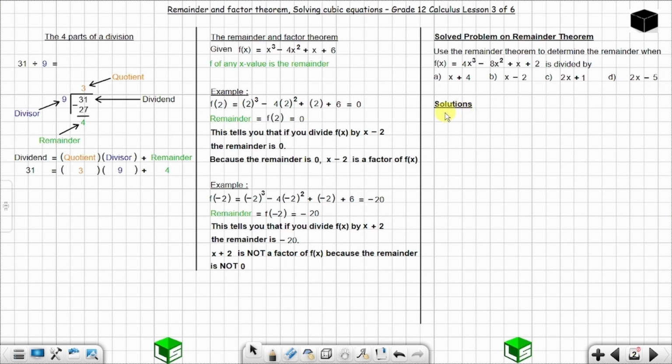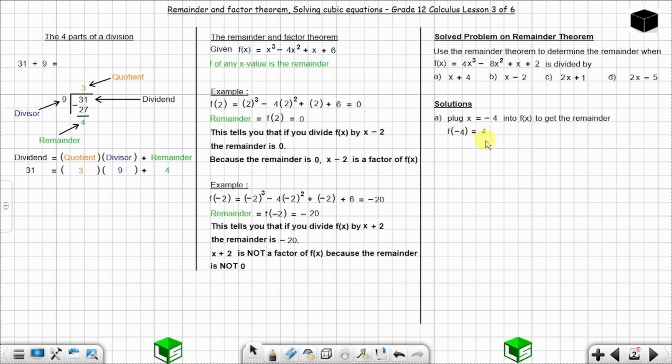So solution, let's start with question A. Use the remainder theorem to determine the remainder when f of x is equal to this is divided by x plus 4. Okay, so you are going to plug negative 4 to get your remainder. So plug x is equal to negative 4 into f of x, and then you can get your remainder. So you are going to take f of negative 4 is equal to, you are going to plug negative 4 wherever you have x.